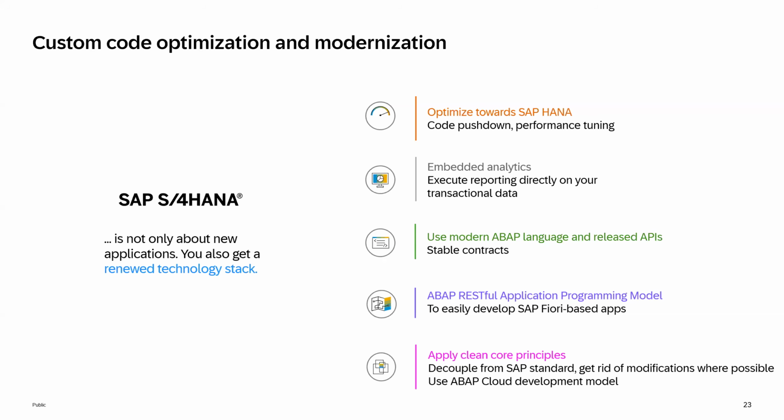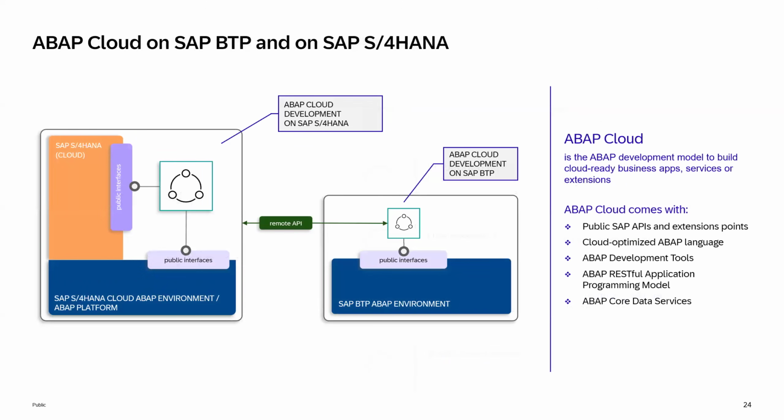If you haven't done it before system conversion, then at least after the system conversion, you need to take care of it and use the ABAP Cloud development model. We provide the ABAP Cloud development model to build cloud-ready business apps, services and extensions. ABAP Cloud is nothing new. We have invested in ABAP Cloud development principles for years. The first product which delivered ABAP Cloud was the SAP BTP ABAP environment.